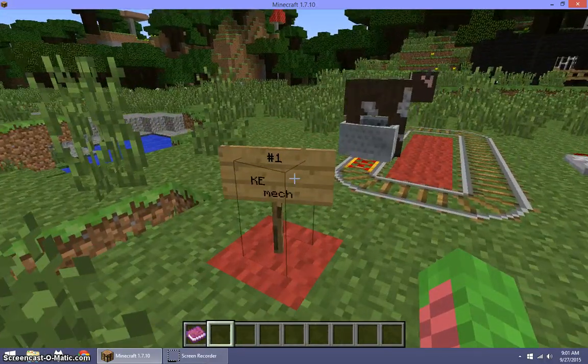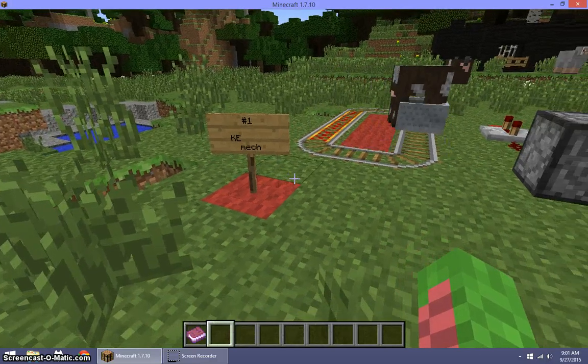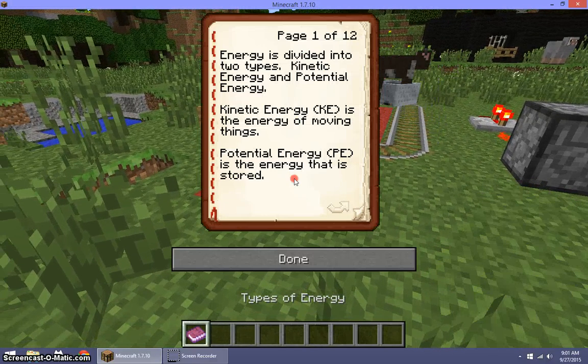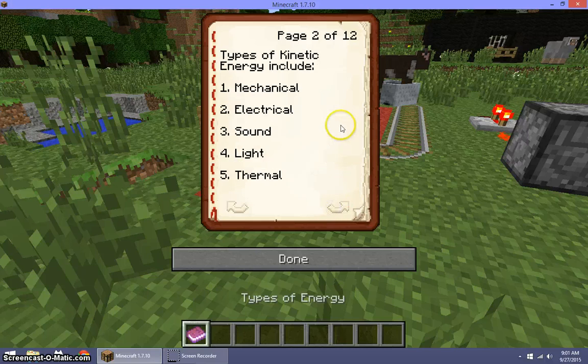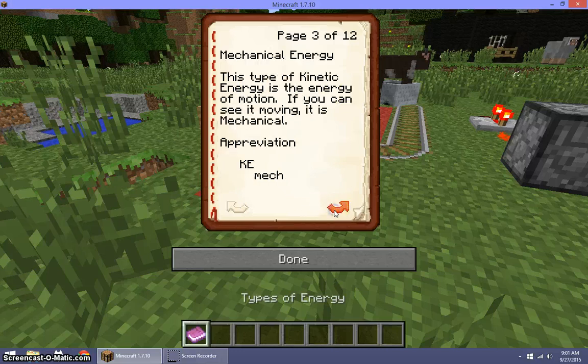All right. So this is the first form of energy that I come across. I don't know what that means though. Key mech. Let's look in the book. Types of energy that are kinetic include mechanical, electrical, sound, light, and thermal. Oh, mechanical energy. Hey, that's what I just saw. This type of energy is kinetic and it's the energy of motion. If you can see it moving, then it must be mechanical.